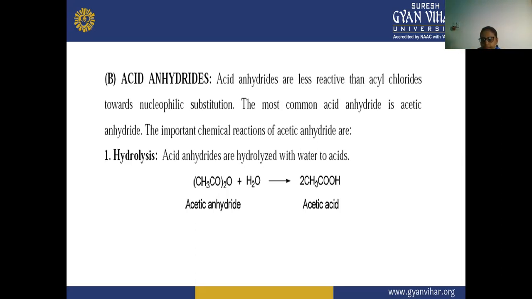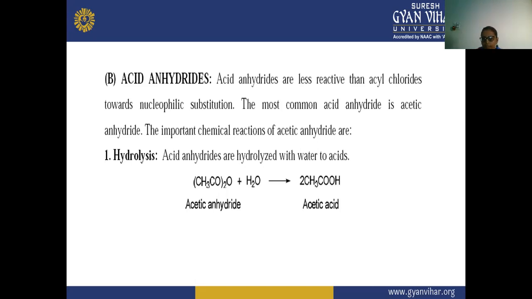Acid anhydrides are hydrolyzed with water to acids. Here, in this hydrolysis, CH3CO whole twice O plus H2O forms acetic acid. So in the hydrolysis, the acid anhydrides are hydrolyzed with water to acids, and there is a formation of acetic acid.